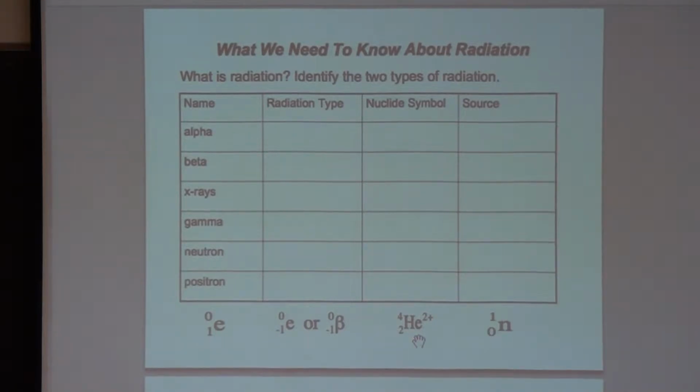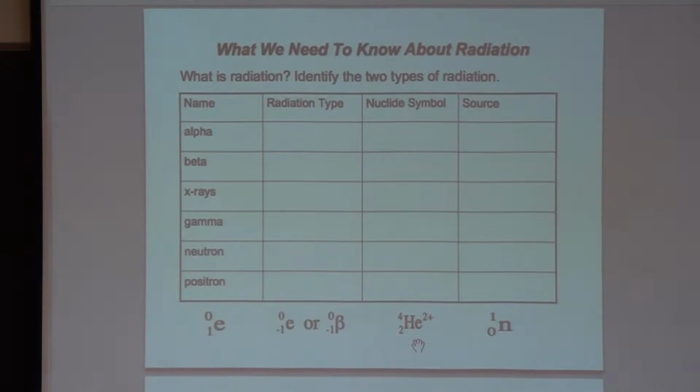So this is the nuclide symbol for which type of radiation? Alpha, beta, X-rays, gamma, neutron, positron. Yes, it turns out that this one here is a nuclide symbol for an alpha particle. Okay, so really alpha particles are just a helium nucleus.